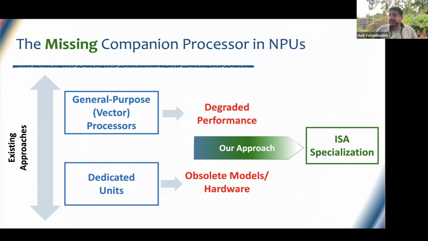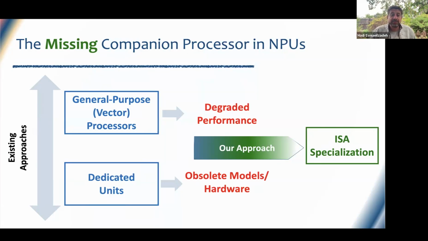There are two ways that you can currently address these non-GEM operations. One is that, if you look at some neural networks, especially early on, there are some units called sigmoid unit or ReLU unit that are thrown into the architecture. What that means is that if you have units dedicated to specific layers, then your hardware becomes deprecated because you can't run the new models. Or you can use a general purpose vector processor as the unit performing your non-GEM operations, but that leaves a lot of performance on the table and actually creates a bottleneck even for your matrix operations.